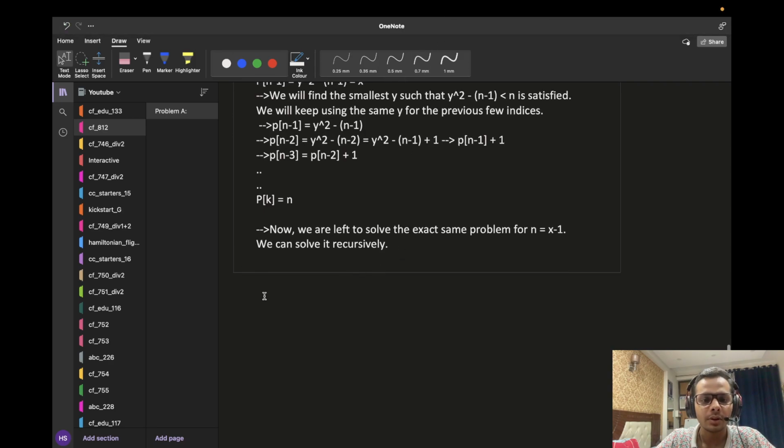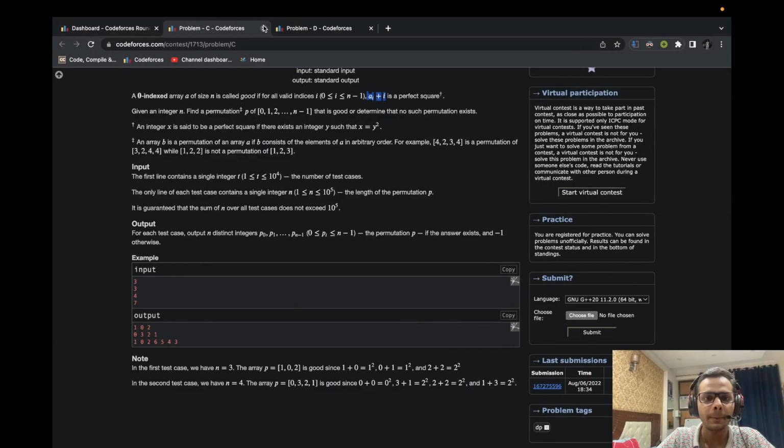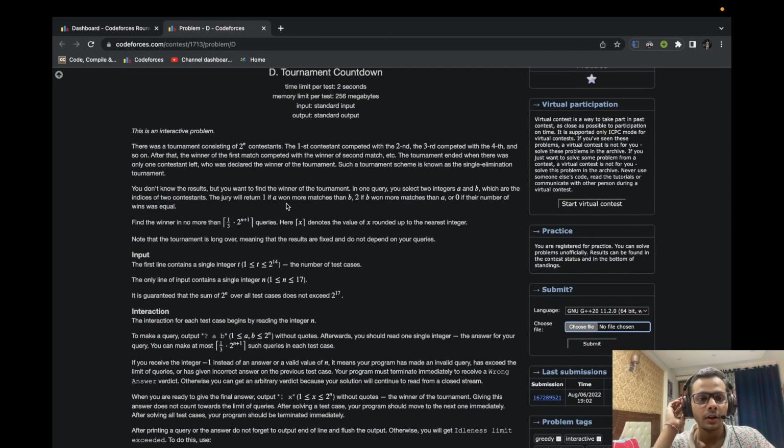Let's just quickly have a look at the last problem, problem D. So this was a really nice problem. Let's see what this is trying to say. Okay, so basically it's an interactive problem.